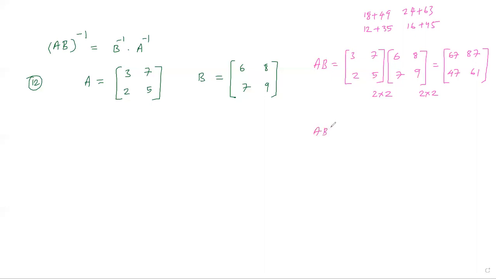The inverse of AB. It is a 2 by 2 matrix, so you need its determinant: 1 by determinant of AB into its adjoint. The adjoint is simply this: just interchange the diagonal elements, so 61 and 67 are interchanged, and change the sign of the off-diagonal elements, minus 87, minus 47. The determinant of AB, you can also do it as determinant of A into determinant of B. That is direct. It is 67 into 61 minus 47 into 87. Multiply it.